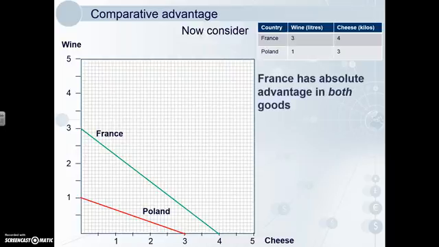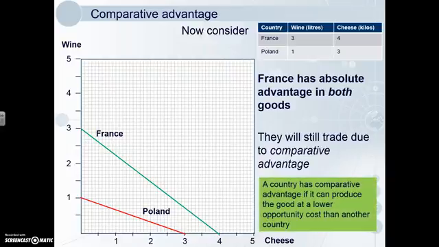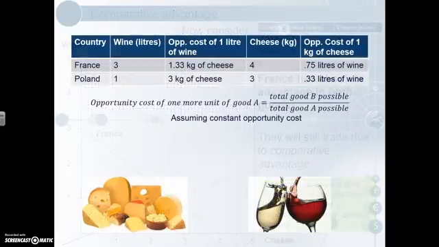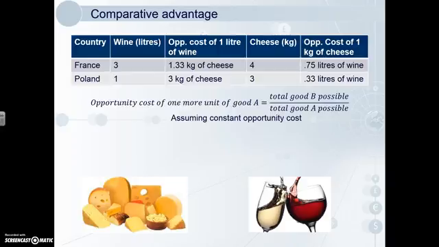A country has comparative advantage if it can produce the good at a lower opportunity cost than another country. So we can work out this opportunity cost. So I want you to stop now and work out the opportunity cost for each country of producing a litre of wine and also the opportunity cost for producing a kilo of cheese. So here are the answers, and we've derived them using the formula that the opportunity cost of one more unit of good A equals the total amount of good B possible over the total amount of good A possible. So we see that France has comparative advantage in making wine because it's got the lower opportunity cost, and Poland has a comparative advantage in making cheese because it's got the lower opportunity cost.